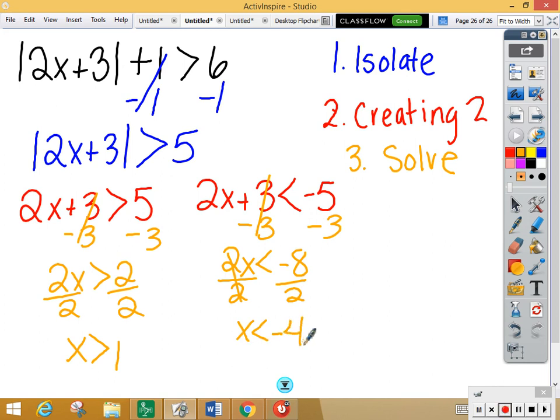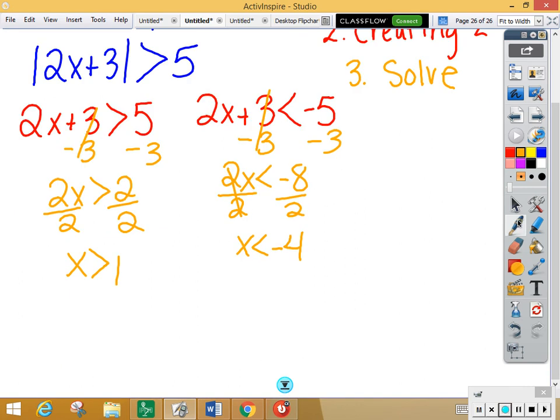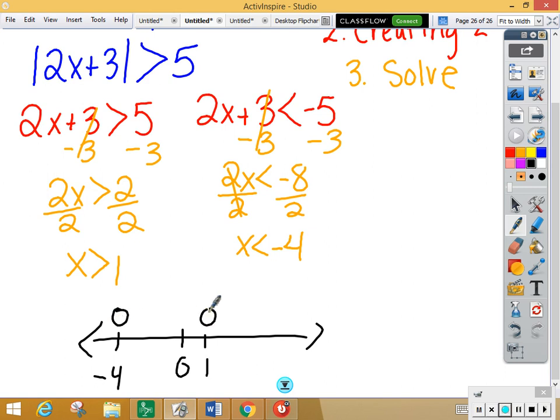All right, we're going to also represent these on a number line. So if we go ahead and draw our number line, if this is at 0, here is -4, and here would be 1. We need open dots because there's no equal sign. So if it's greater than 1, we're going to have to go to the right of 1. And if it's less than -4, we're going to have to go to the left of -4. So that represents our solution on a number line.